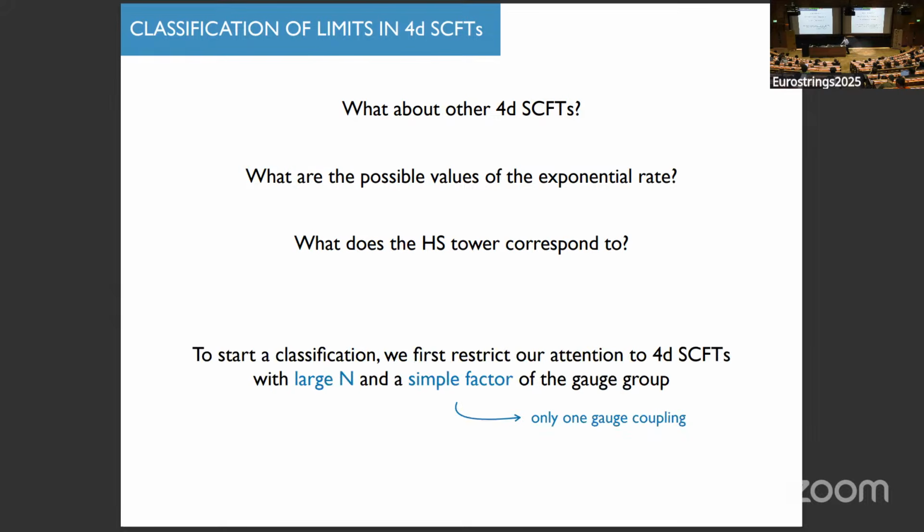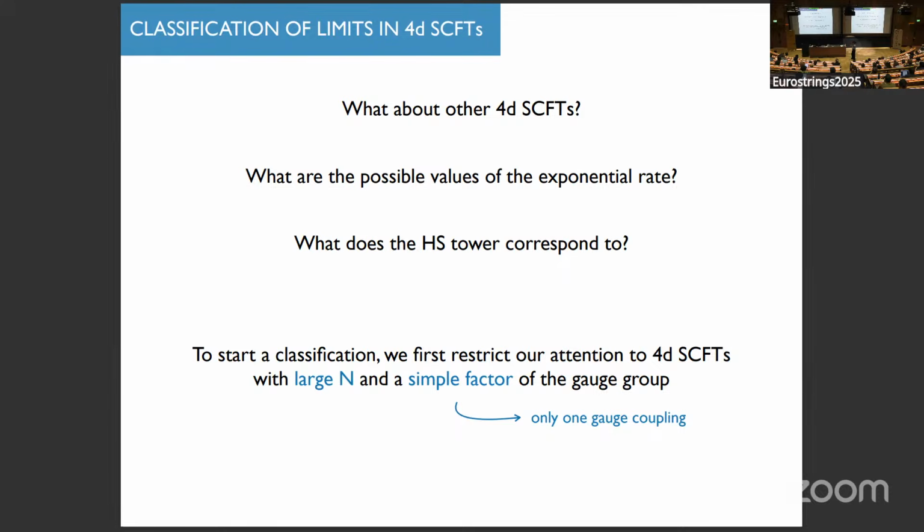So to start the classification, in these papers we restrict our attention first to 4D CFTs with large N, because I'm interested in understanding the bulk dual, even if it's not Einstein, but still at least having some weakly coupled gravitational theory. And we restrict the attention to gauge theories that have a simple factor, so I only have one gauge coupling. It's just to simplify my life. It's not the whole thing, but it's the first starting point to start considering more general cases with several gauge couplings and different types of limits.